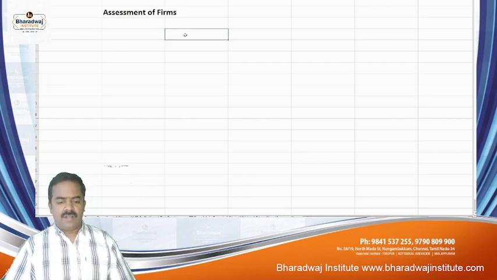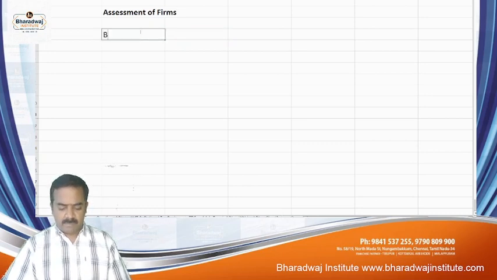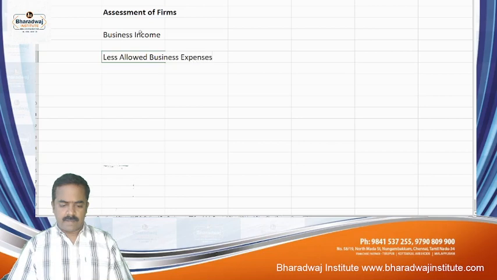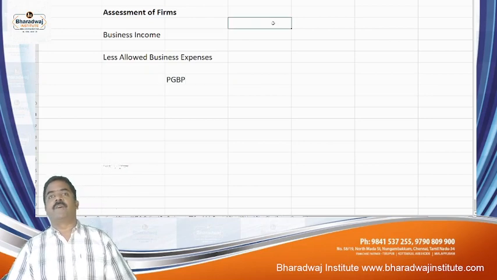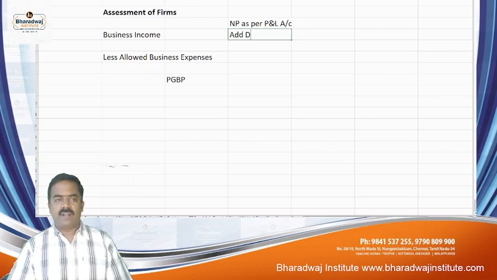disallowed, like that. Normally, how do we work out in case of PGBP? There are direct methods of working. Take business income less allowed business expenses, you will get PGBP. This is a direct method of working. But generally, in the examination, we are given a profit and loss account. We will take net profit as per which account? Profit and loss account. We will add what?